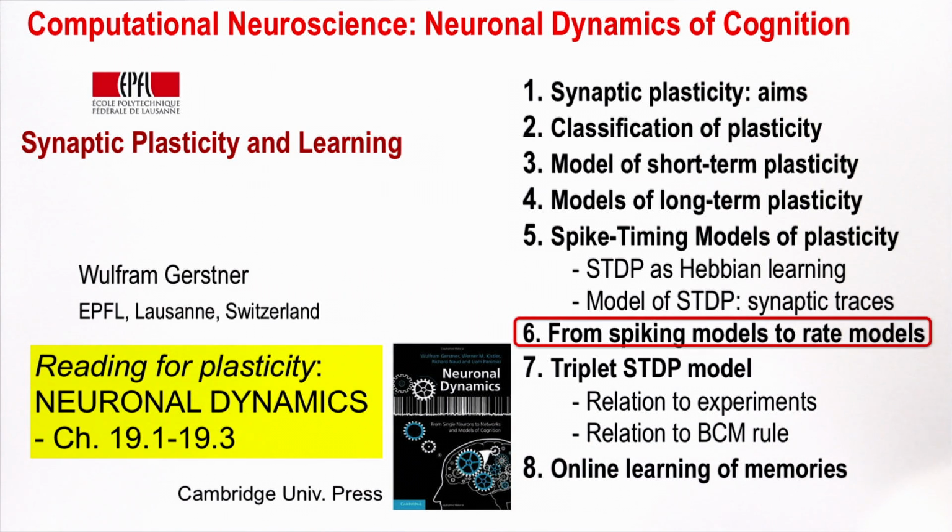Welcome back to the class Computational Neuroscience, Neuronal Dynamics of Cognition. In the previous section, we have discussed spike timing-dependent models of plasticity. Even earlier, in section 4, we have discussed rate-based models of long-term plasticity. Now the question arises, are these really two completely independent classes of model, or are these two types of models related?